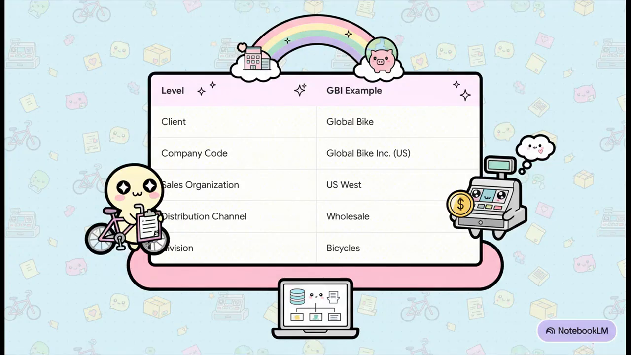You can see it laid out perfectly here. At the tippy top, you have the Global Bike client. Under that, the U.S. company code. Then within the U.S., we're looking at the U.S. West sales organization. How do they sell? Through the wholesale channel. And what do they sell? Products from the bicycles division. See that? It's this clean, layered structure that gives us the digital blueprint we absolutely need to run the whole operation.